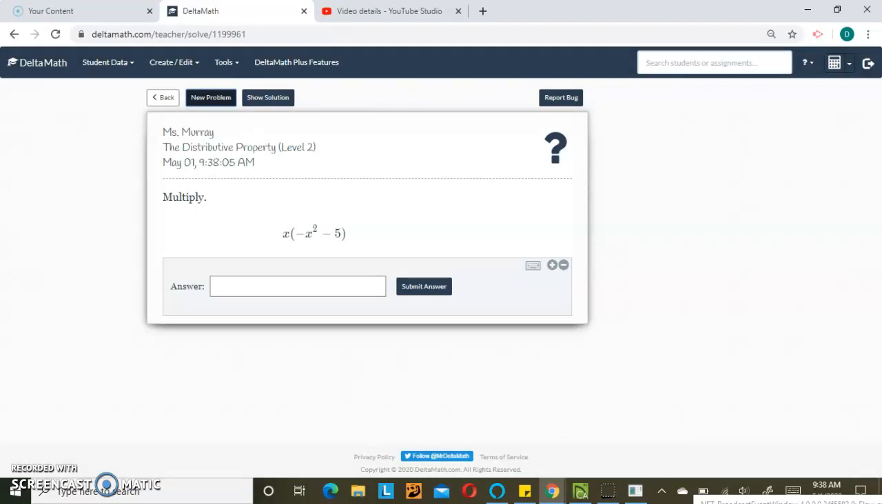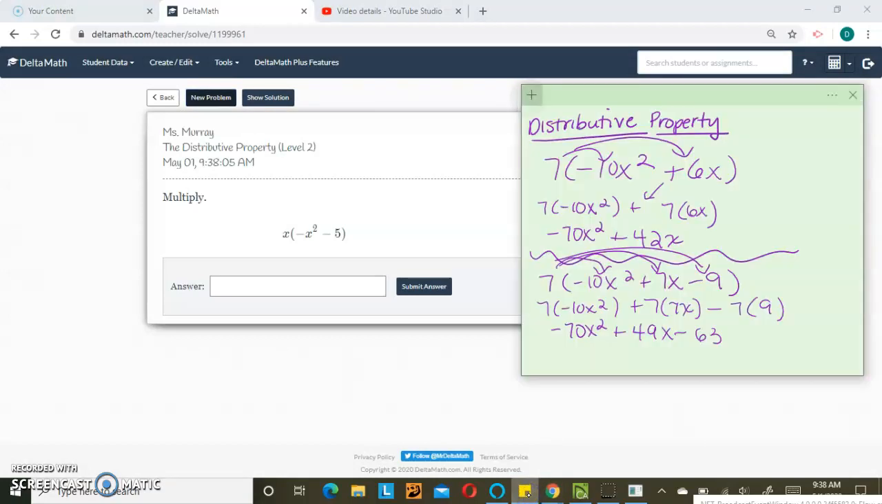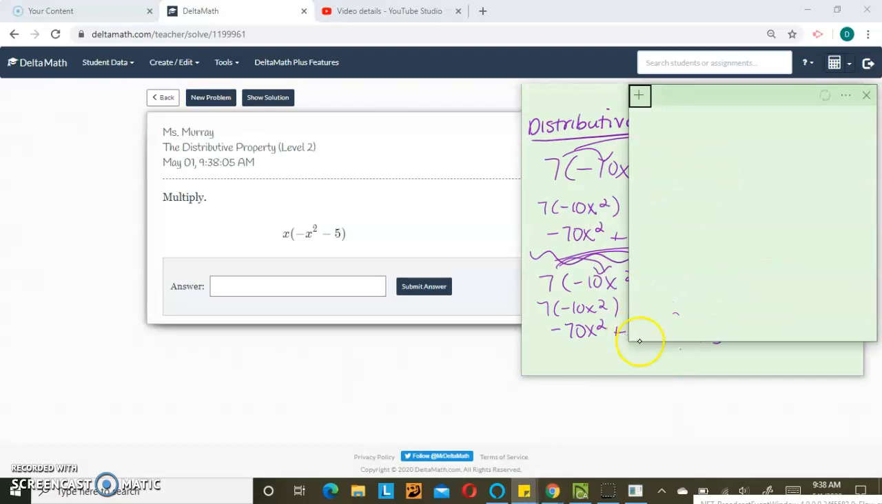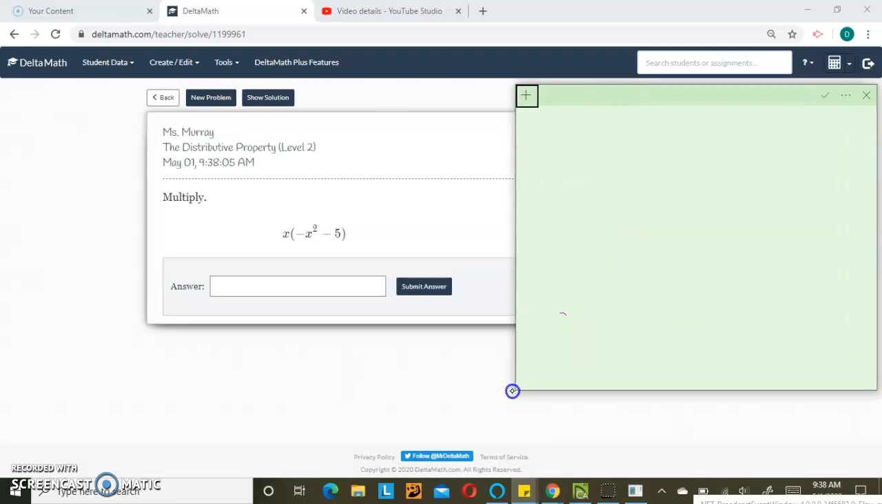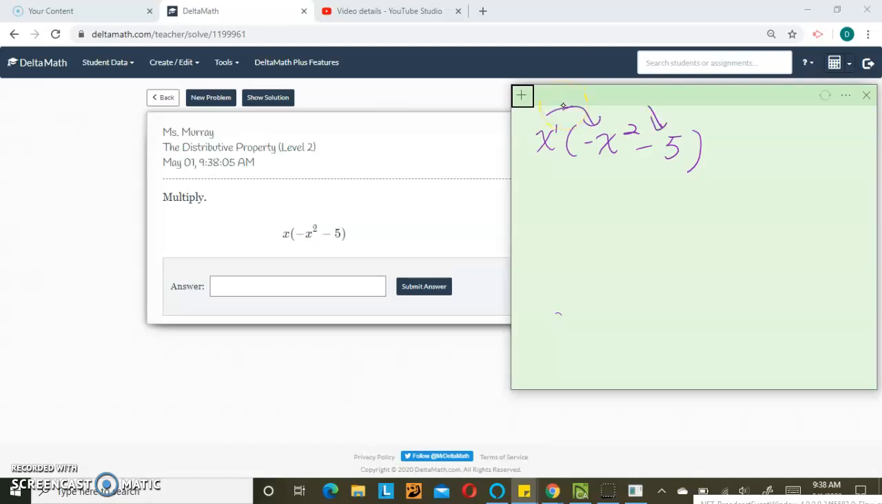All right, so this time I actually have a variable on the outside. So let's get a new sticky for this one. I have x times negative x squared minus 5. So as we talked about last week, I'm going to put that little sneaky one exponent with the x, so I remember to add my exponents when my bases are the same. So I'm going to multiply. So I'm going to have x to the first power times negative x squared minus x to the first power times 5.